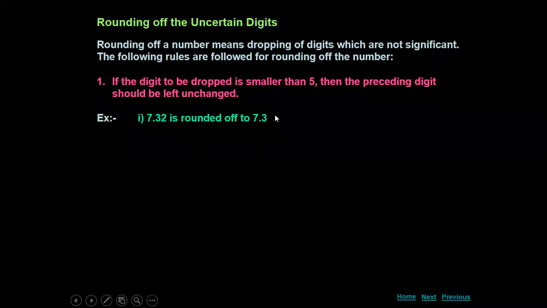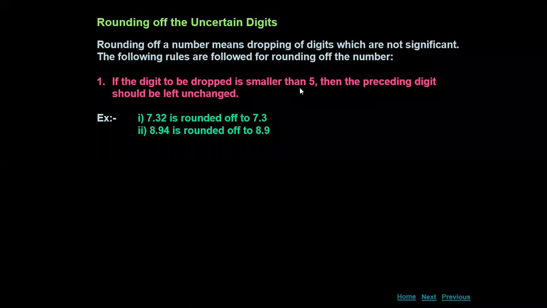The digit or digits which we want to drop, if it is less than 5, whether it may be 3 or 4, whatever we have in place of this 2, as the value is less than 5, directly we can write it as 7.3 only. One more we'll see. 8.94 is there. If we want to round it to 2 digits, this 4 is less than 5, so we can drop this directly without any change. 8.9 we will write.